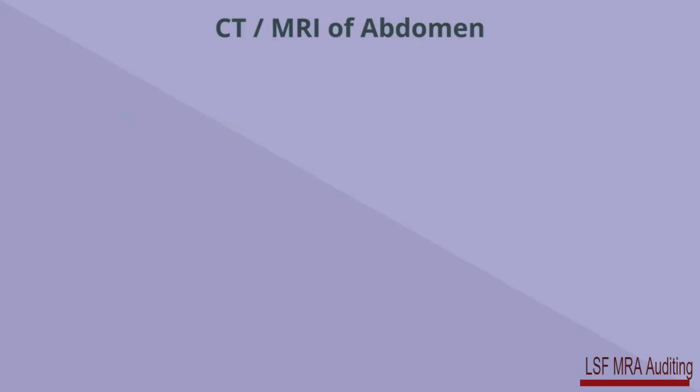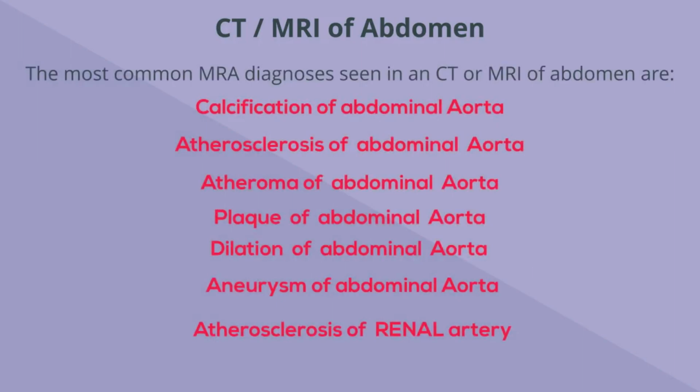The most common MRA diagnoses documented in a CT or MRI of the abdomen are calcification of abdominal aorta, atherosclerosis of abdominal aorta, atheroma of abdominal aorta, plaque of abdominal aorta, dilation of abdominal aorta, aneurysm of abdominal aorta, atherosclerosis of renal artery.